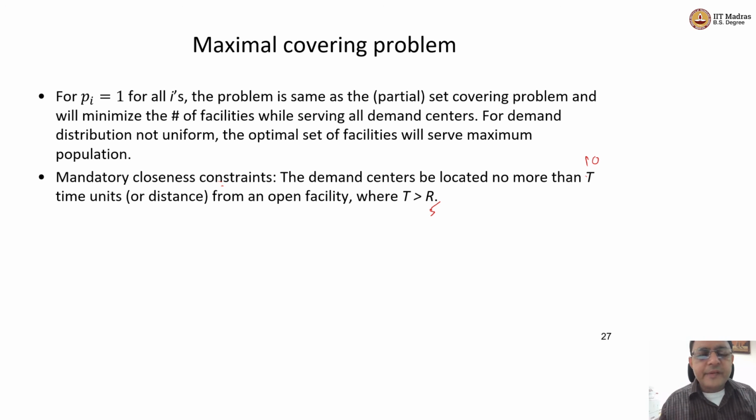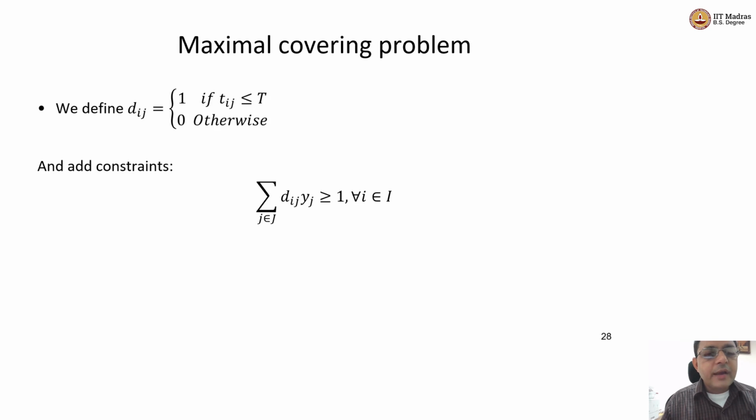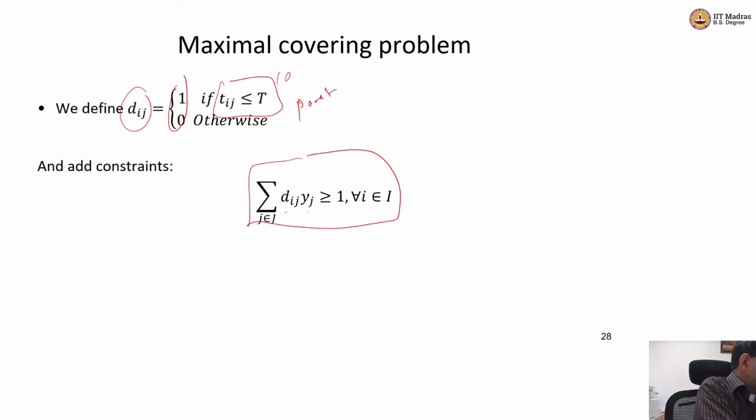You want to maximize the population that can be reached within 5 minutes, but you want to ensure that the entire population can be reached within 10 minutes. You have to have now another parameter, right? So to code this mandatory closeness constraint, we have to have a parameter. Let us say Dij. Dij is a 1-0 parameter. If your travel time is less than 10 minutes, then it is 1. Otherwise, it is 0. And then you will add a constraint that this sum of Dij Yj has to be greater than or equal to 1. Right.